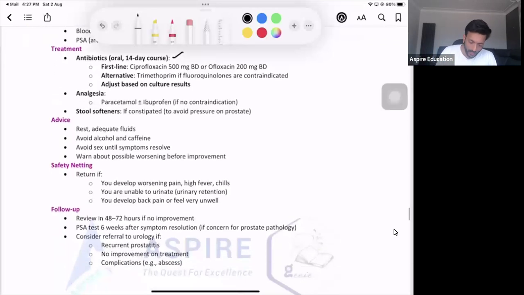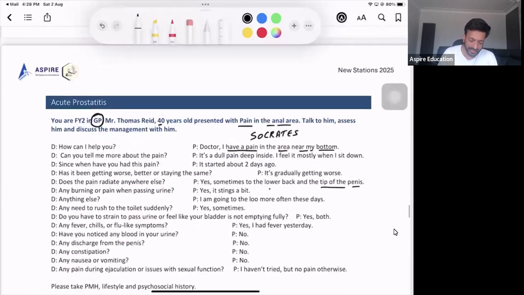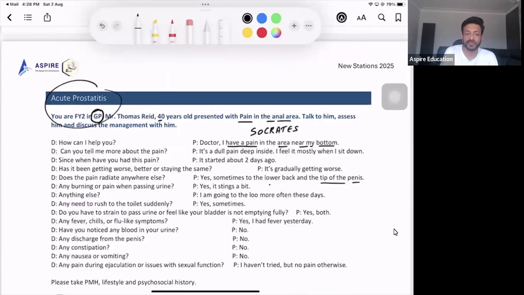Okay. Some general advice you can give, and warning signs: if the symptoms are getting worse, you're not able to pass urine at all, or the back pain is too severe, just come back to us. These are things that you can mention, right? So these are the main things. This is what we have in acute prostatitis.